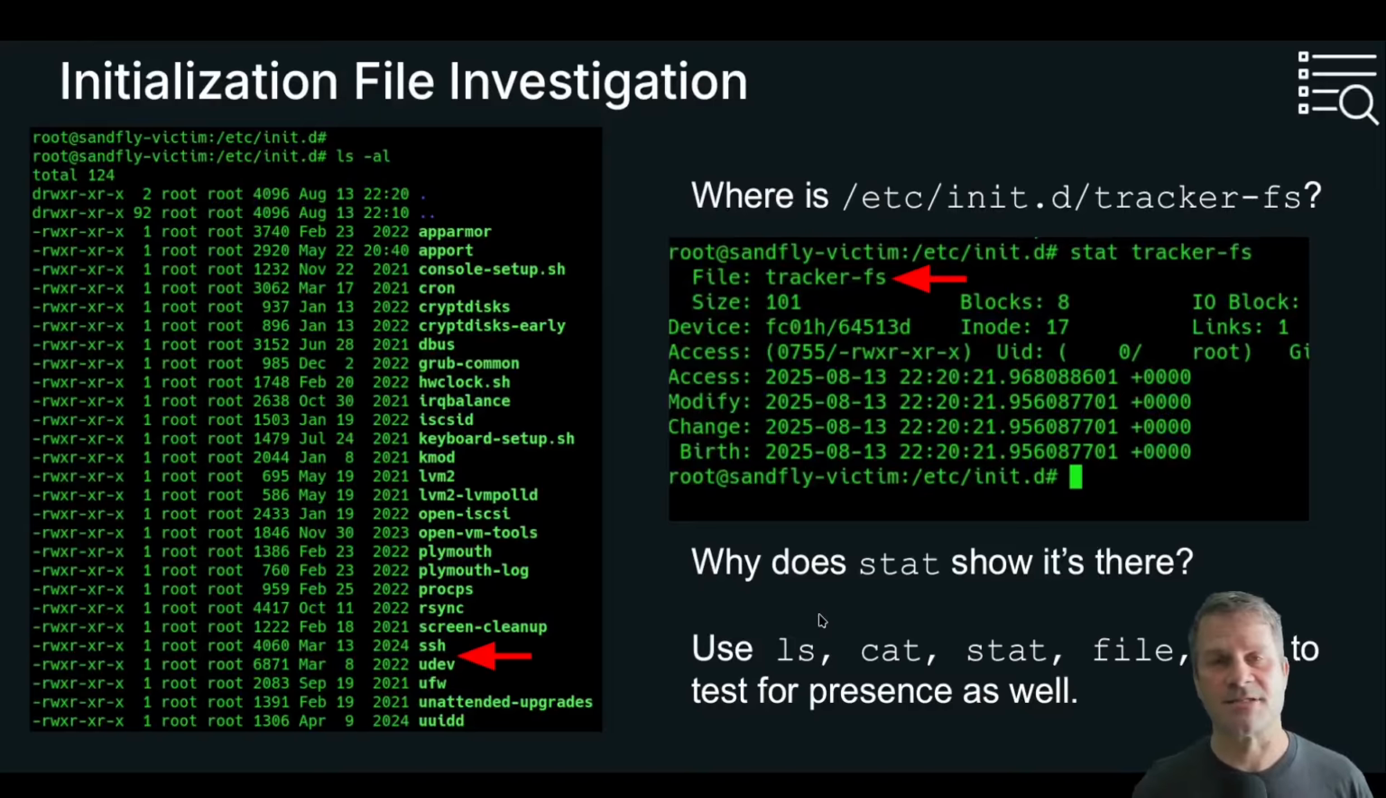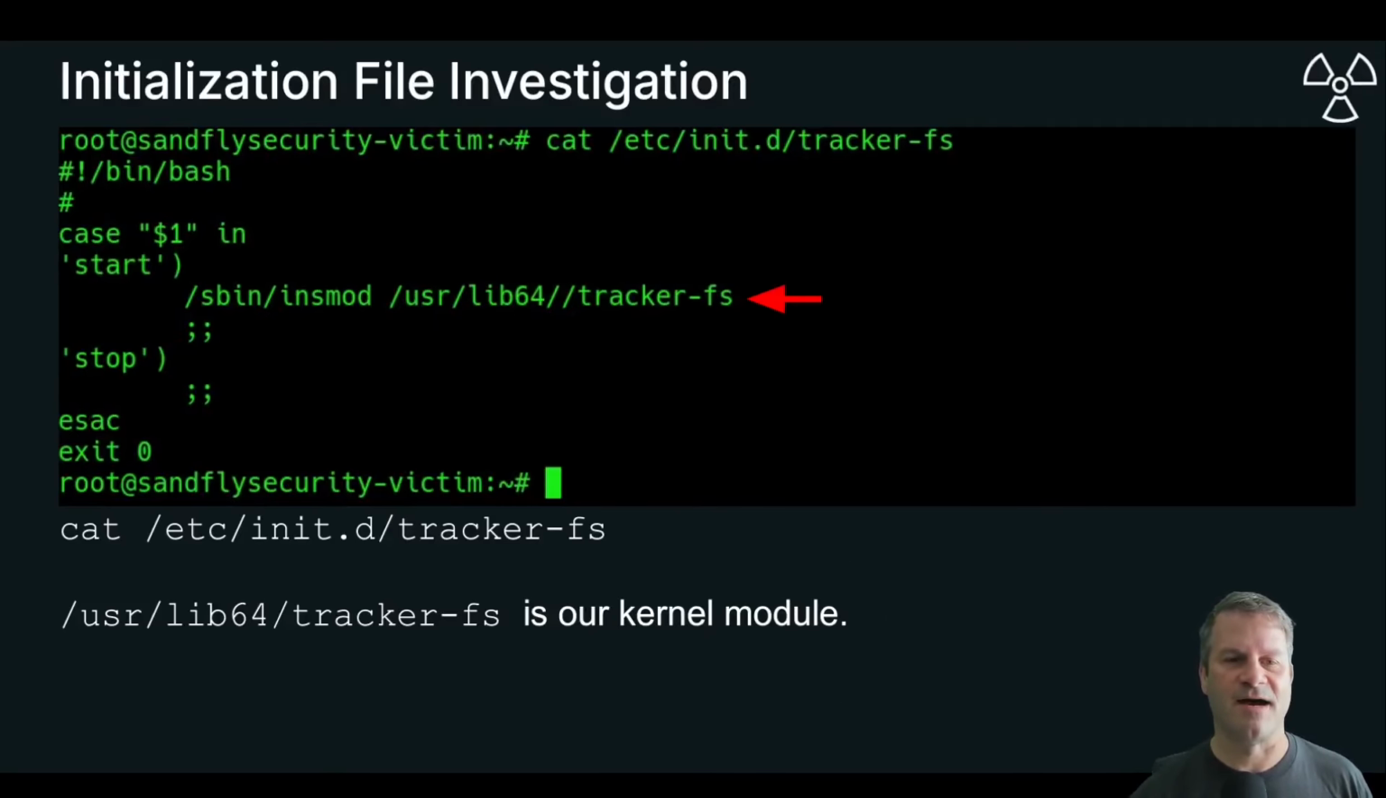And you can use other commands as well to verify it. You can use cat, stat, file, dd, all these things. You can use these different commands, again, asking the same question different ways. Does this file exist? And now we see at this point that there is a file that exists here. And when I go down here to the system, I can actually use the cat command. I do cat /etc/init.d/tracker-fs, and lo and behold, it's showing me data inside this file.